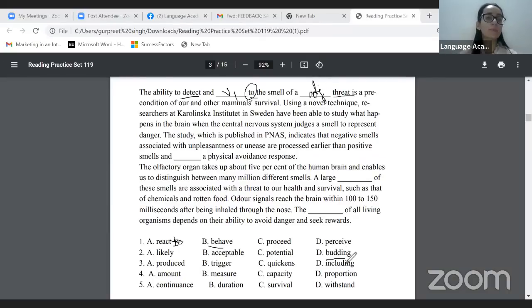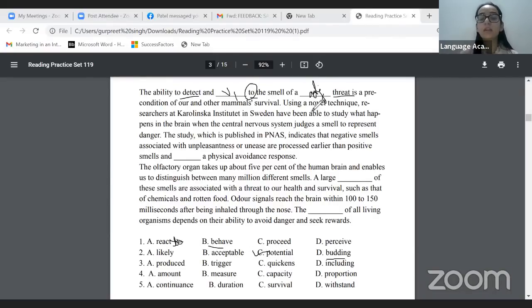Budding is growing. Something which is growing in a positive manner, then we use the word budding. Like we say, he's a budding singer. Means he's not the perfectionist at this point of time, but he's growing to become one. So that is budding. So we'll go with potential threat. Potential means which is possible to become a threat in some time.